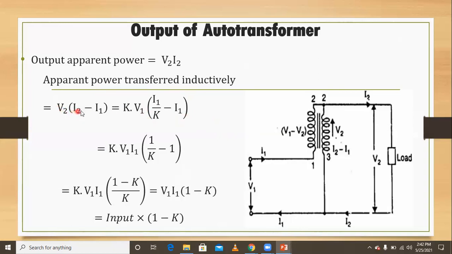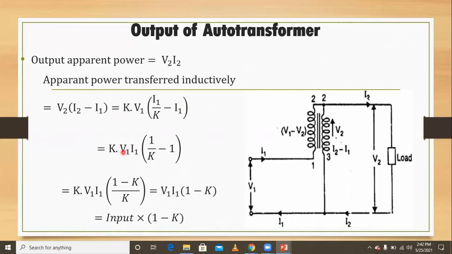So V2 into I2 minus I1. Convert the secondary side parameters in terms of the primary side. So V2 is equal to K times V1. Am I right or not? V2 by V1 is equal to K, N2 by N1 is equal to K. So that's why V2 is equal to K times V1. Understand? Similarly, I2 is equal to I1 by K. So minus I1, minus I1 as it is.